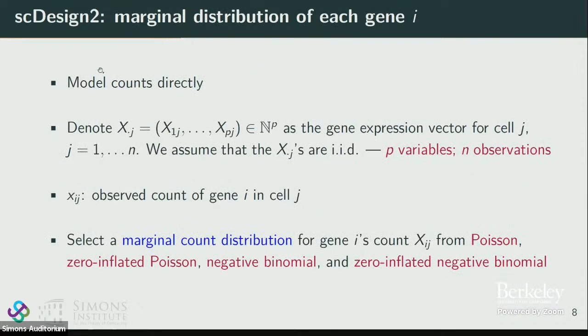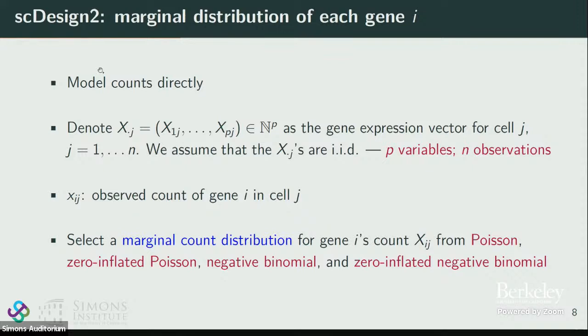So we want to model counts directly. Our first step is to model the marginal distribution of each gene I. Given gene I, where I goes from 1 to P, we have this count vector for cell J. So we consider each cell as a random vector. This is one cell, a p-dimensional vector. And we would use the small x to denote the observed count of gene I in cell J. So our goal is to select a marginal count distribution for gene I's count, and we would allow a different count distribution for different genes.